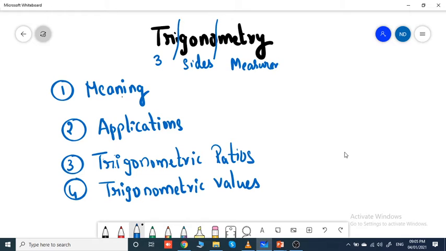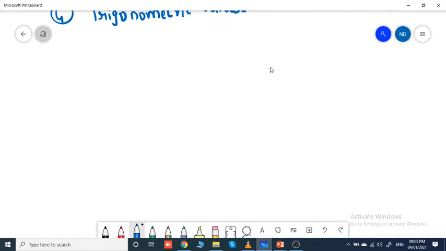So trigonometry means three sides measurement. If anyone asks you what trigonometry is, you can easily answer now, right? Trigono measurement means three side measurement. So where can we use three sided figures? Actually we will use one figure, that is the triangle, right?